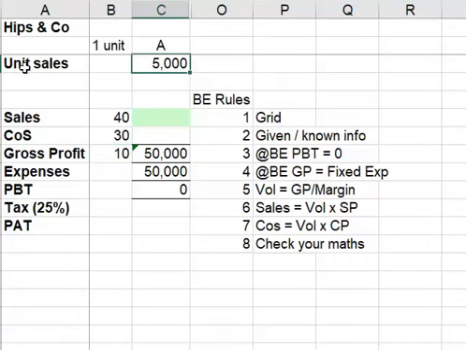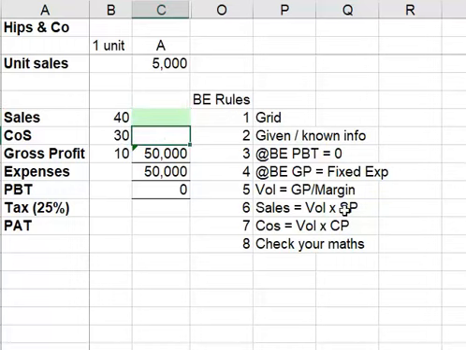So here we have written unit sales. I mean volume as well. I can use those words interchangeably. So what we've done is we've answered the break-even in units, but I want to go a bit further and find out what is the break-even sales and what is the break-even cost of sales.